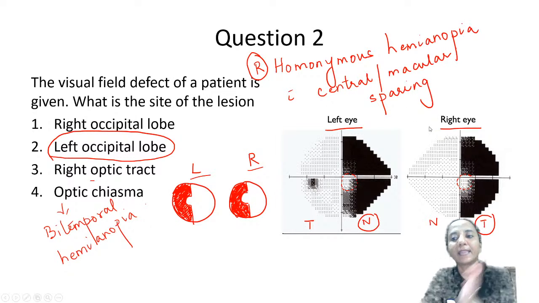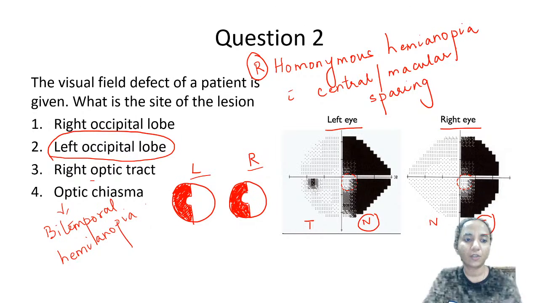Just remember that the blackening or the darkening is towards the right side. So it's a right homonymous hemianopia with central sparing. So we have to call it, the site of the lesion is the opposite side, that is the left occipital. Right? Let's go to the next question.